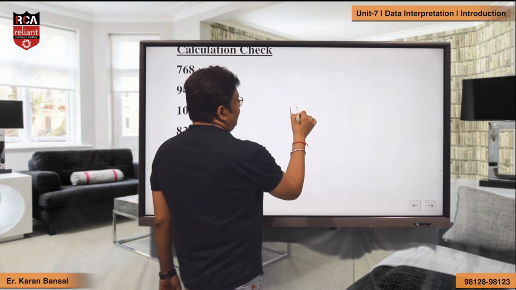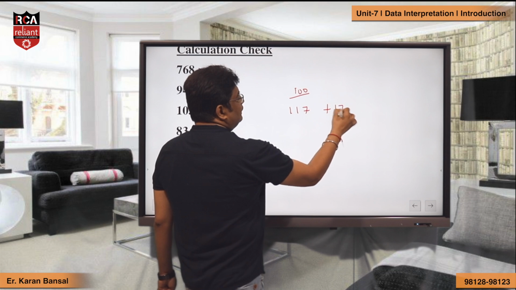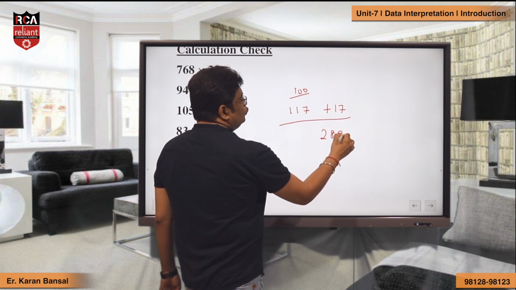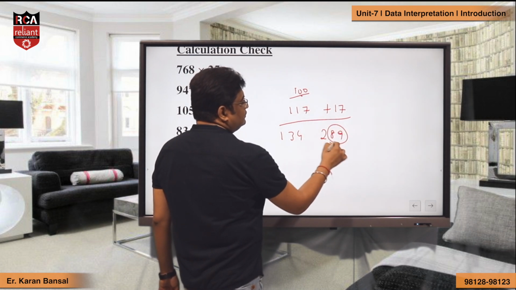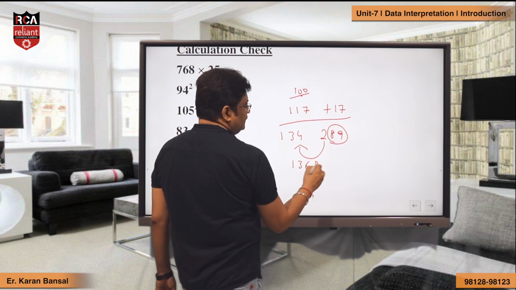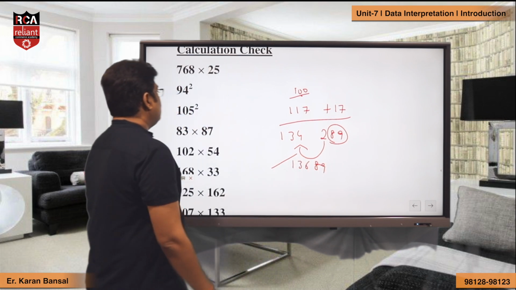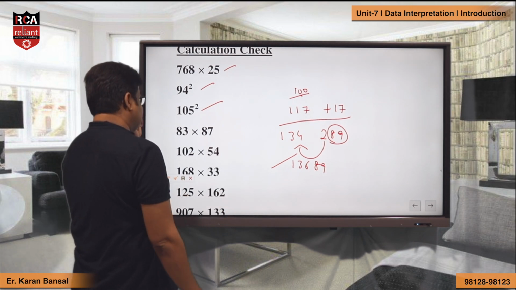So let's say I have 117, you'll do 100 plus 17, 289 and 134. 2 zeros, 2 digits. Send it across. So 134 plus 2, 136, 89. Done. All right. So we have done these. You should be able to do these questions.